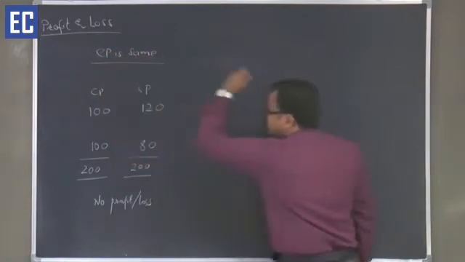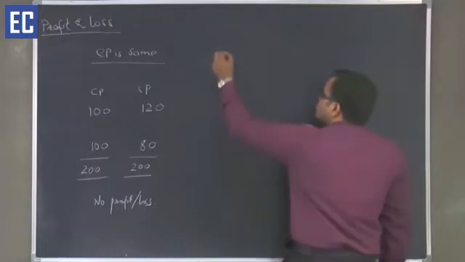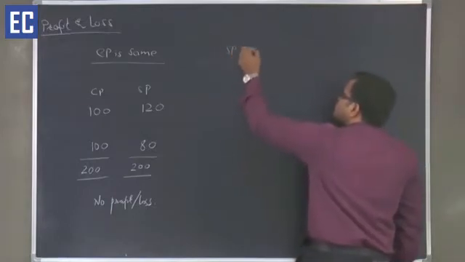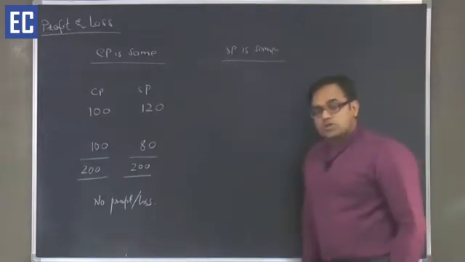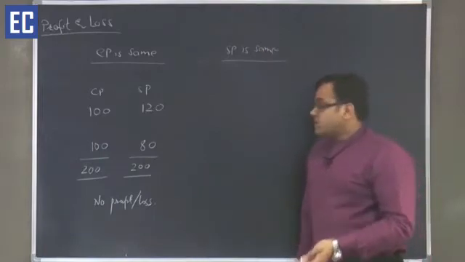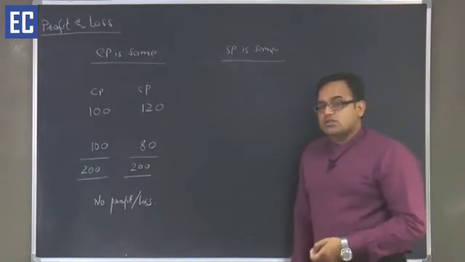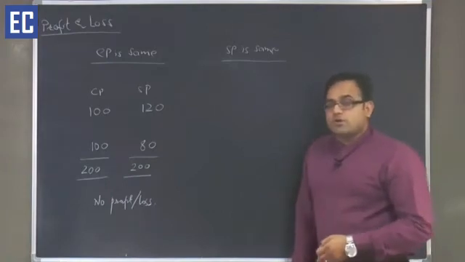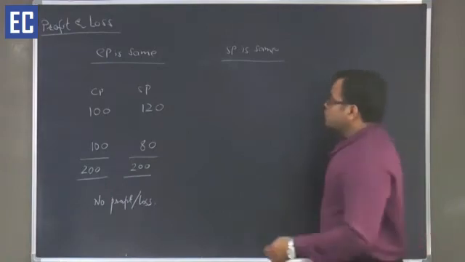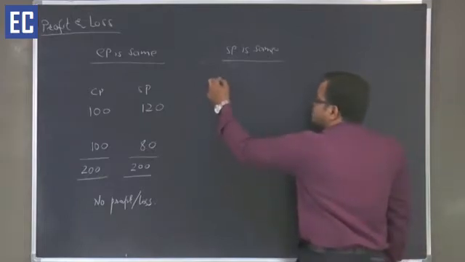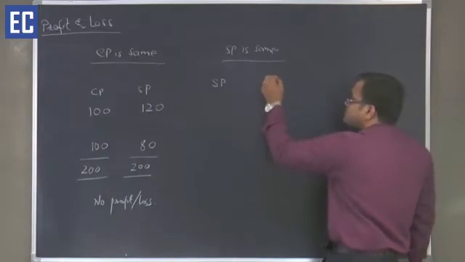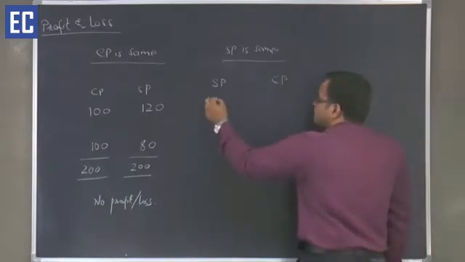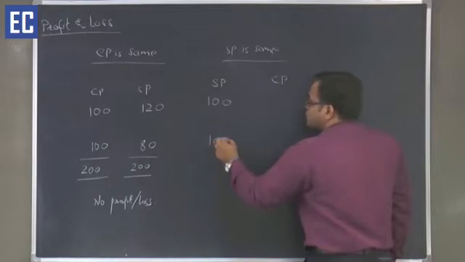The second part of the same discussion would be when the SP is the same. So let us say two items are sold at the same selling price. One is sold at P% profit, the other is sold at P% loss. Then on the whole, what will be the profit or loss percentage? So once again, let's say this is the SP and this is the CP. The SP for both the items is same, so this is 100, this is also 100.